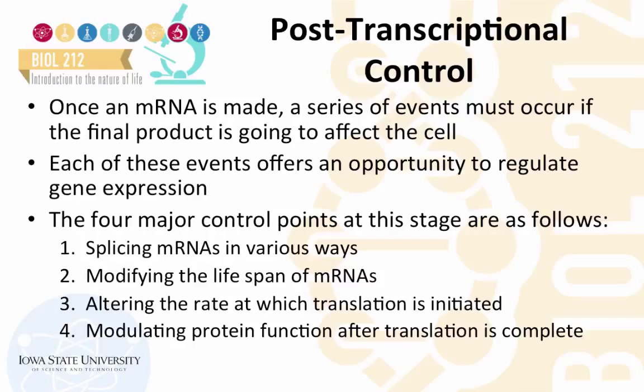The four major control points at this stage include splicing mRNAs in various ways, modifying the lifespan of mRNAs, altering the rate at which translation is initiated, and modulating protein function after translation is complete. We'll look at each of these mechanisms in more detail.